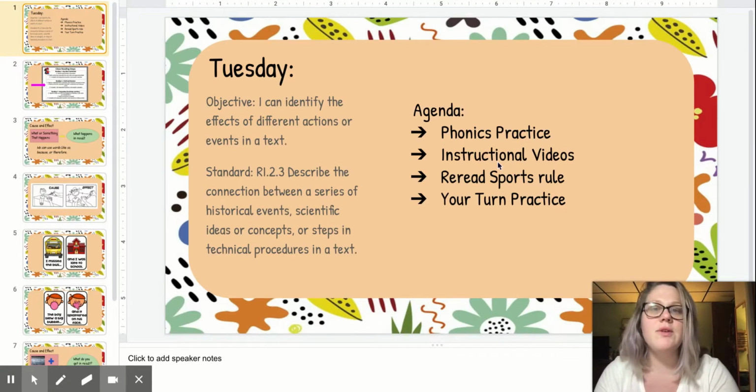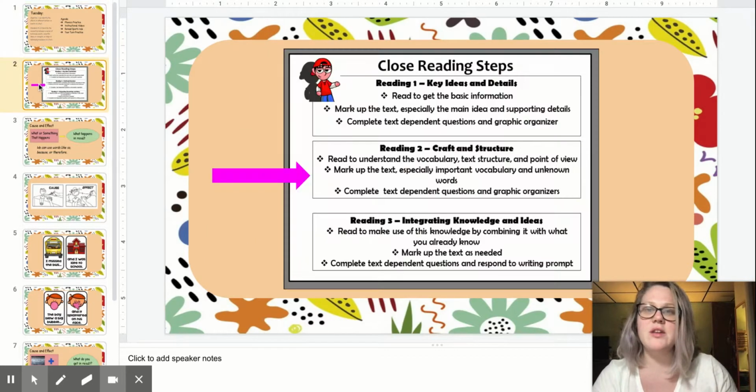You're going to be rereading Sports Rule today, and you're going to be working in your term practice book. So like I said, you're going to be in that second read of Sports Rule today, and during that second read, you want to make sure you're continuing to mark up the text using those close reading strategies that I've taught you in these videos. Make sure you're looking for important vocabulary words, and then after you do that, you're going to complete the text-dependent questions and fill out your graphic organizer for the text.